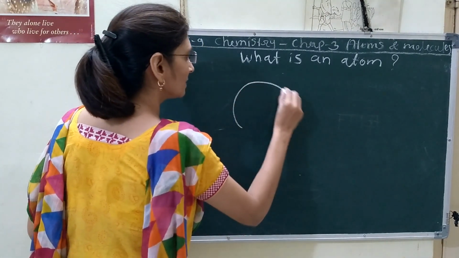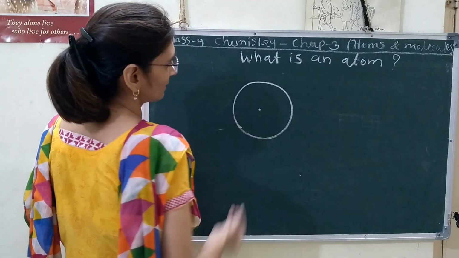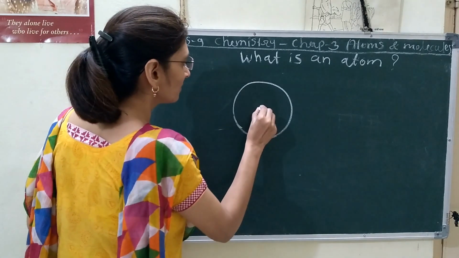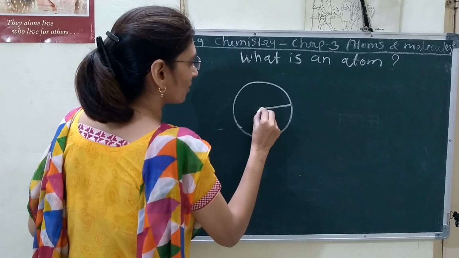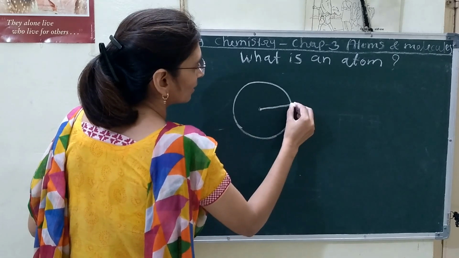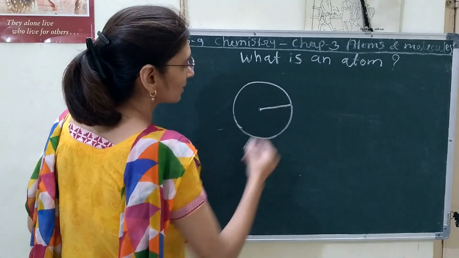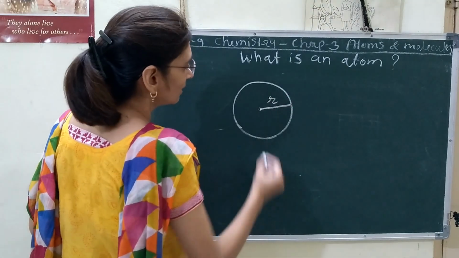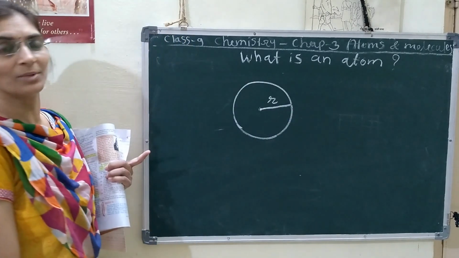In common, what is meant by radius? If one circle is there, and here is the center of the circle, the distance from the center of the circle up to the circumference of the circle is called r.